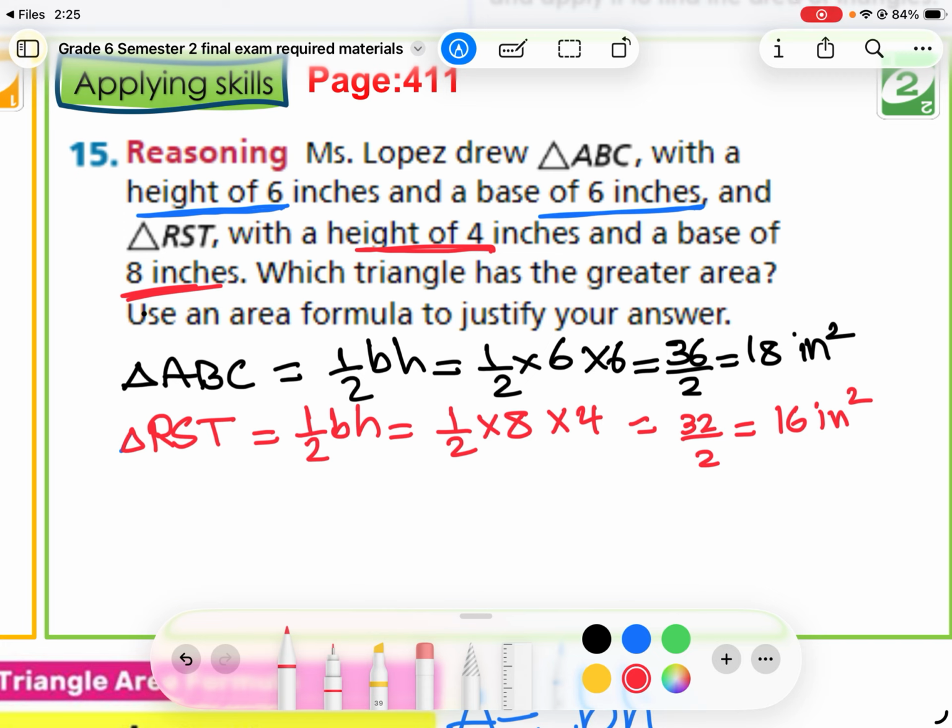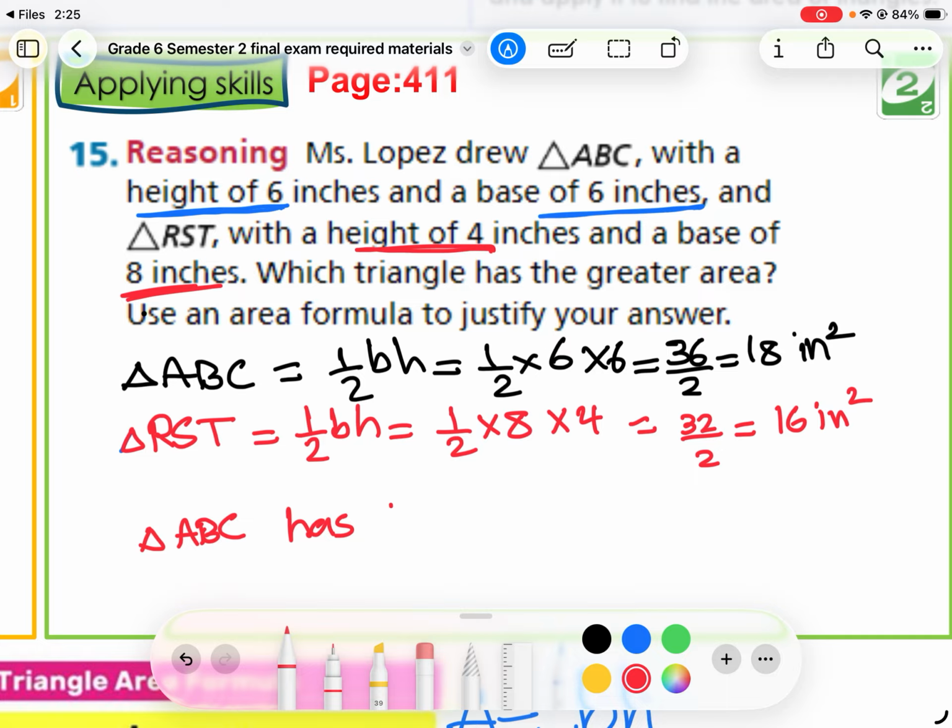And now what is left is just to compare. As you can see, which triangle has the greater area? That will be triangle ABC. Triangle ABC has the greater area.